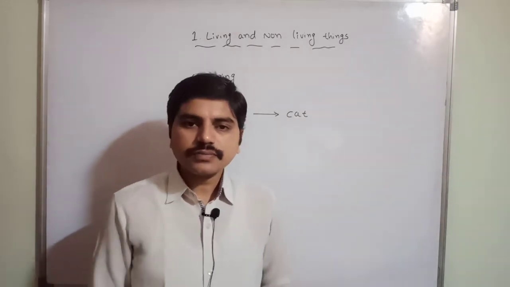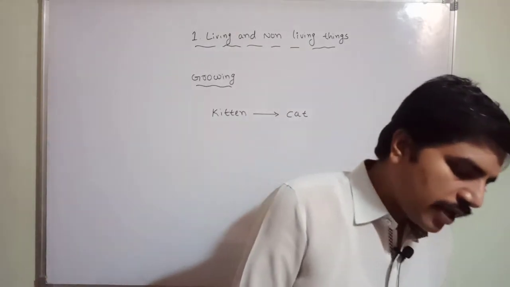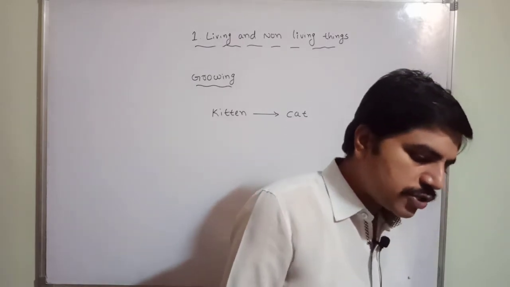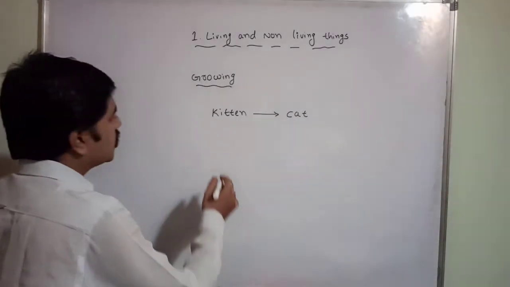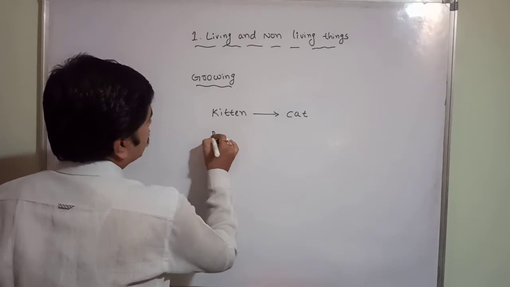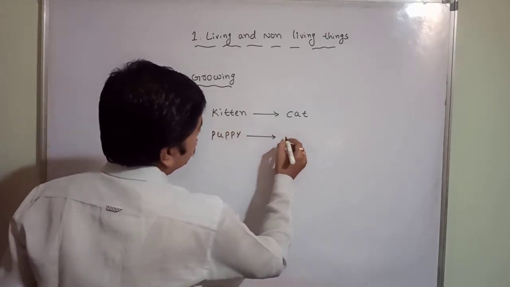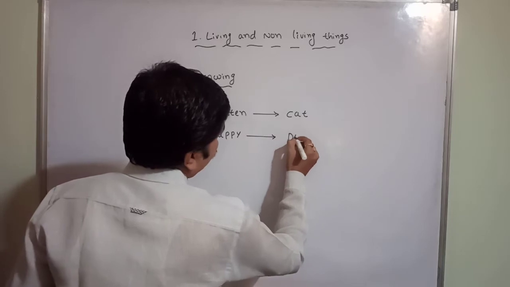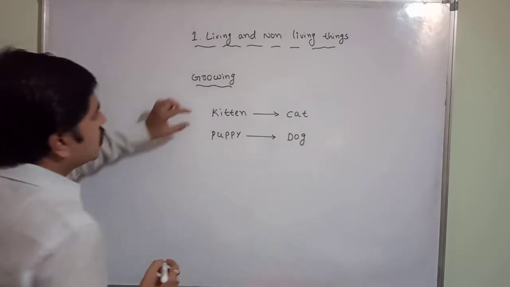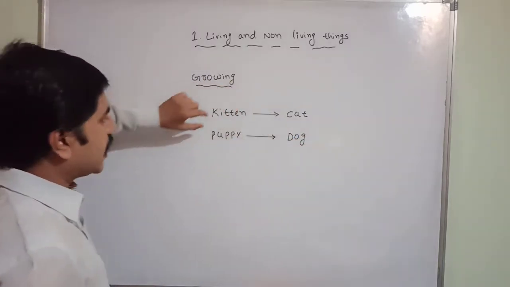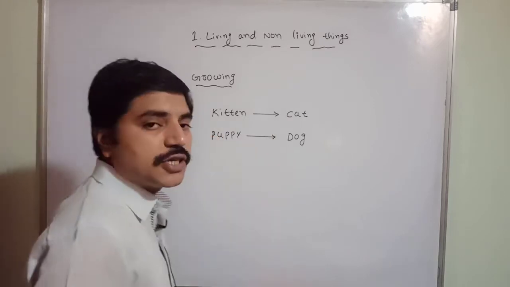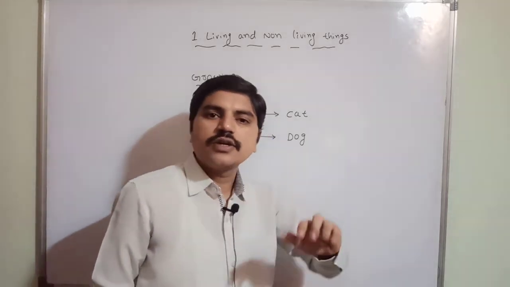Okay. So here, a puppy grows up to become a dog. The puppy is also there, as a dog. A puppy becomes, grows as a dog. So here the kitten changes into a cat, and the puppy becomes a dog. See, that is growing.